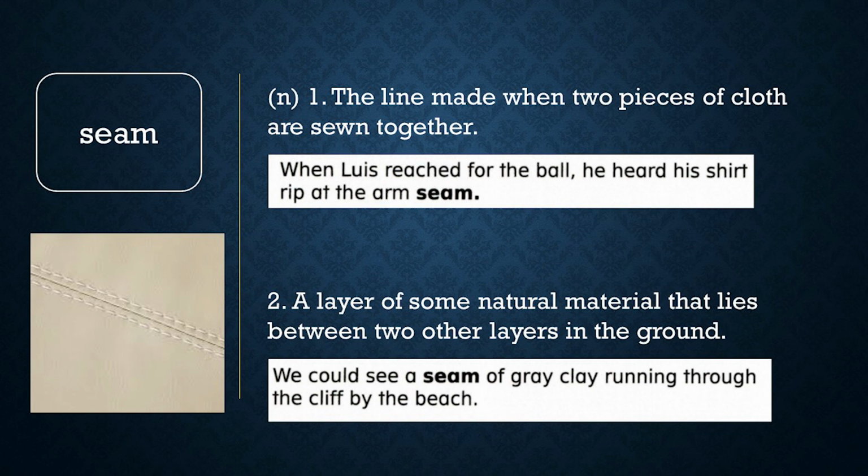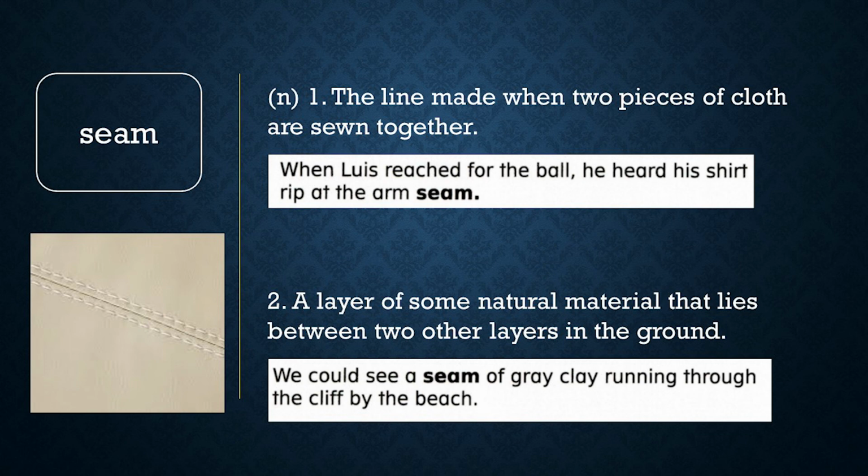A seam is a layer of some natural material that lies between 2 other layers in the ground. We could see a seam of gray clay running through the cliff by the beach.